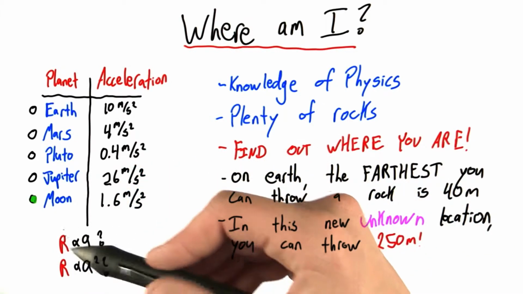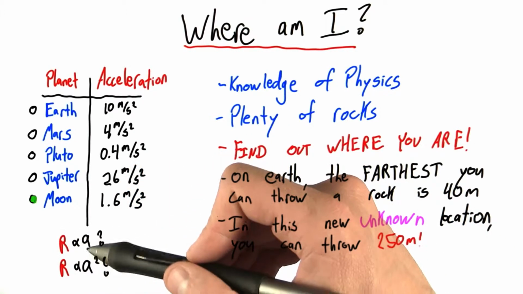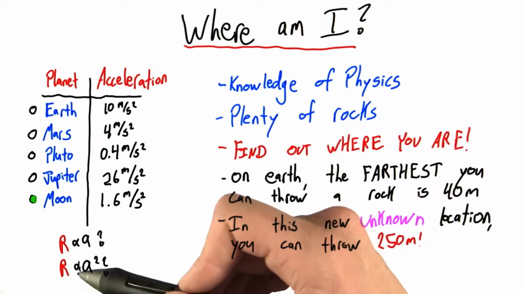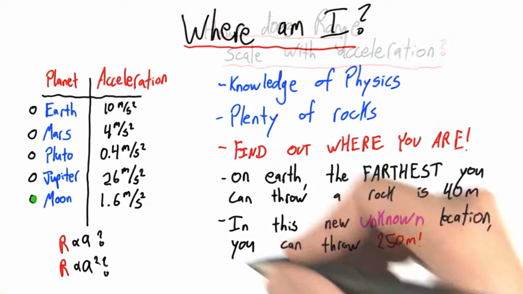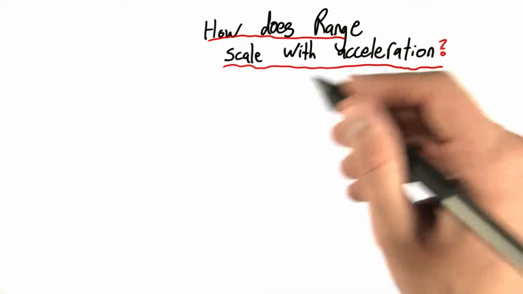I mean figuring out this proportionality. Is the range proportional to the acceleration on that planet? Is it proportional to the square? Is it proportional to something else? Let's see if we can find that out. So this has become a question of how does range scale with acceleration?